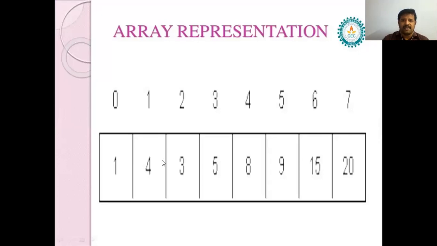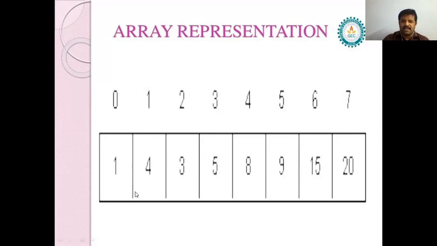This is the array representation, where the array elements can be stored in consecutive memory locations like this, and the array elements can be represented by using the index values. These are the index values. The index value starts from 0 to n minus 1. Total, we are storing 8 elements. The array size is 8. So the index value starts from 0 to 7. That is 0 to n minus 1, where n is the size of the array.